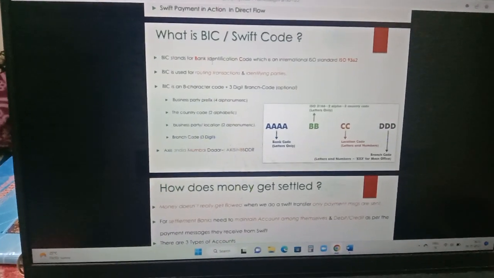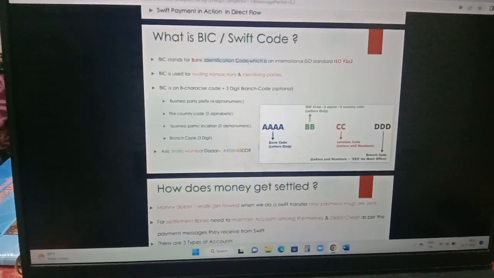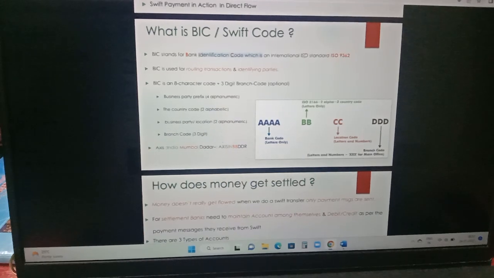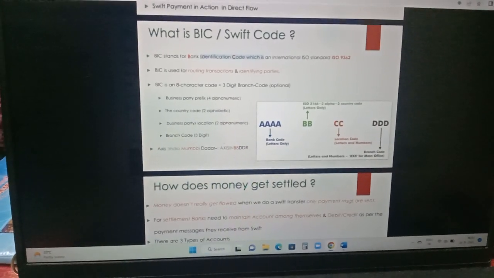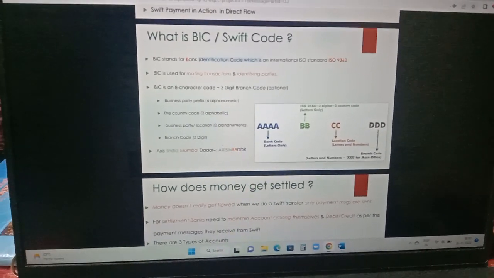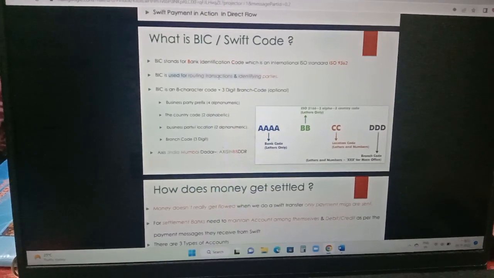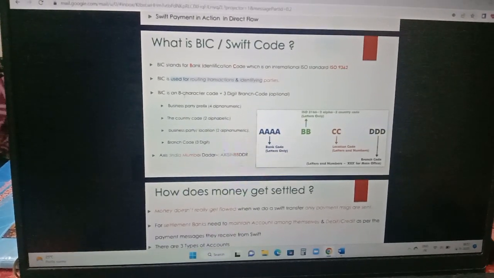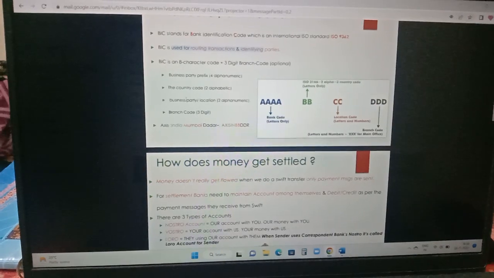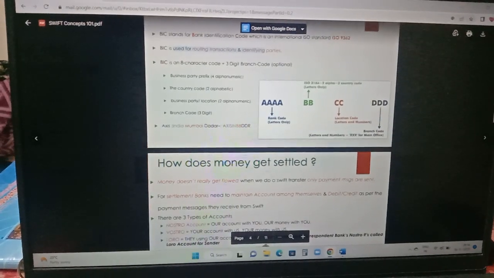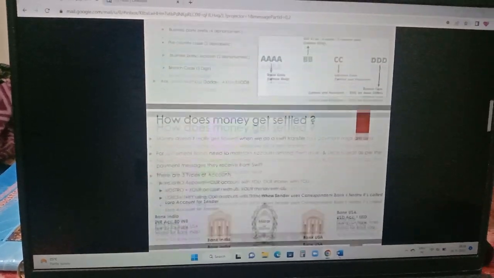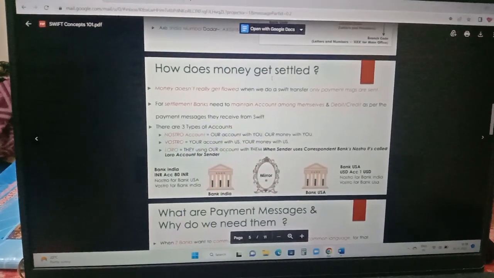BIC is Bank Identification Code, which is an international ISO standard, ISO 9362. BIC is used for routing transactions and identifying parties. BIC is an 8 character code plus a 3 digit branch code. How does money get settled?